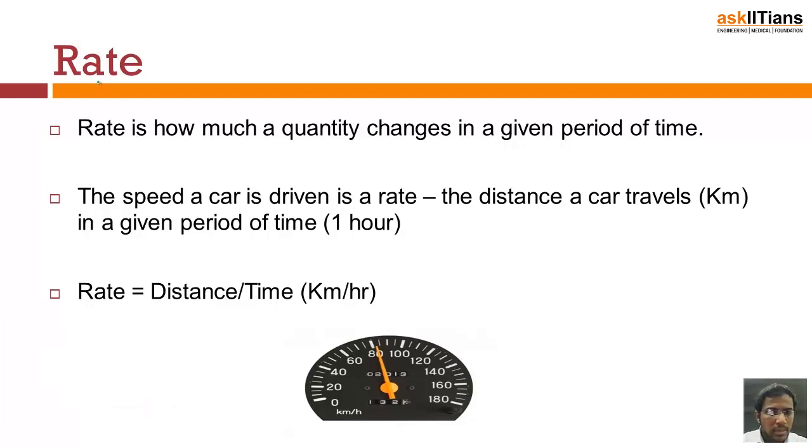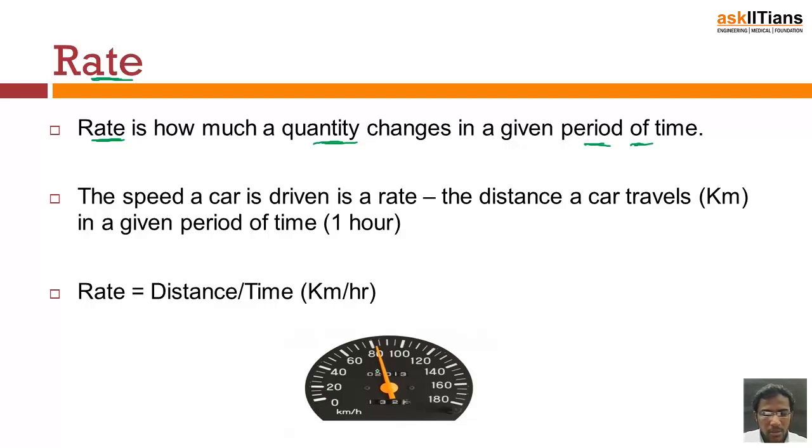So let's understand what is meant by rate in general, and then we'll see how the rate is defined for a chemical reaction. Basically, rate is how much a quantity changes in a given period of time. If any quantity is changing, how much it is changing in a given period of time is given by the rate. You can see one simple example.